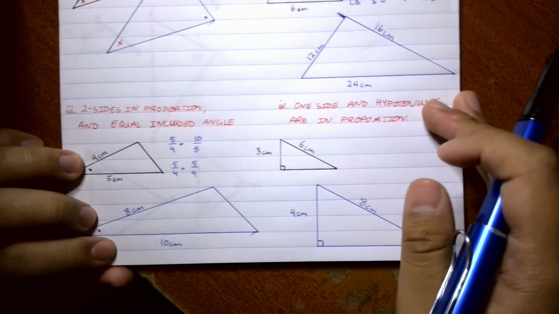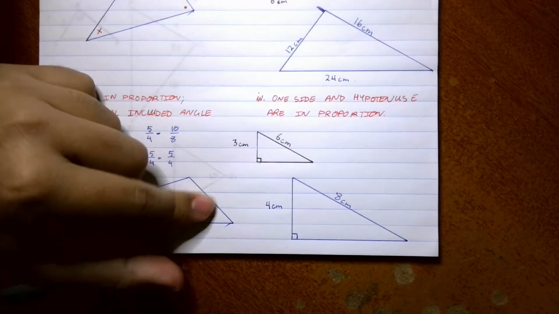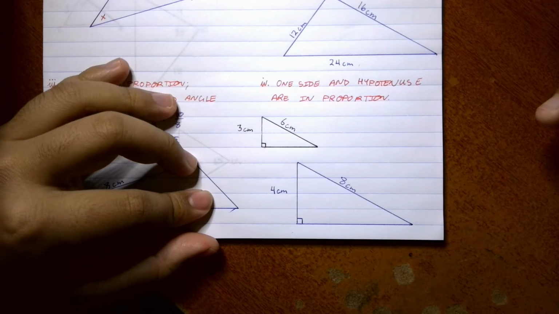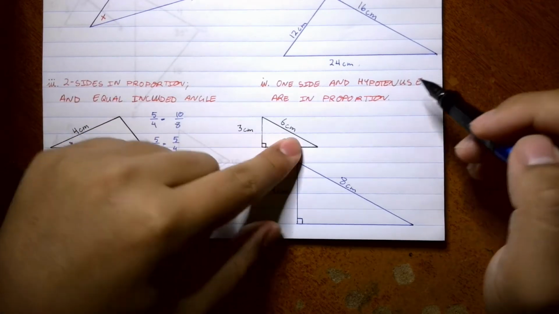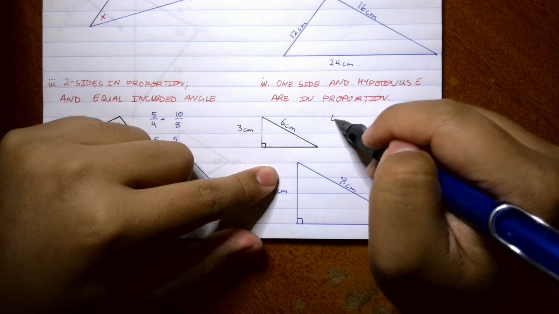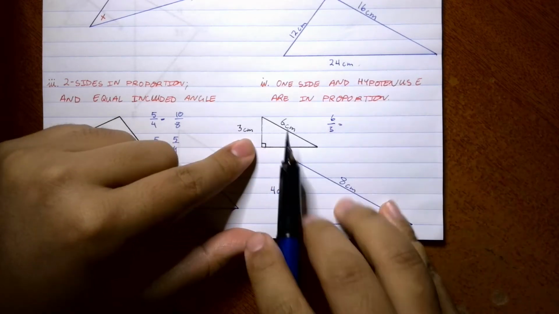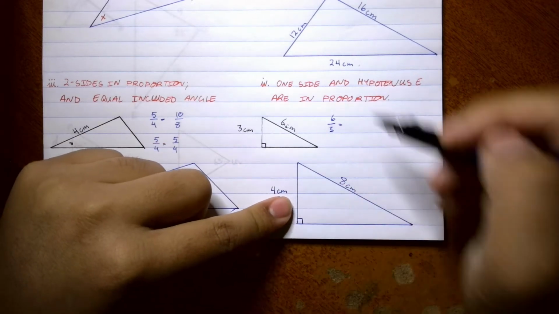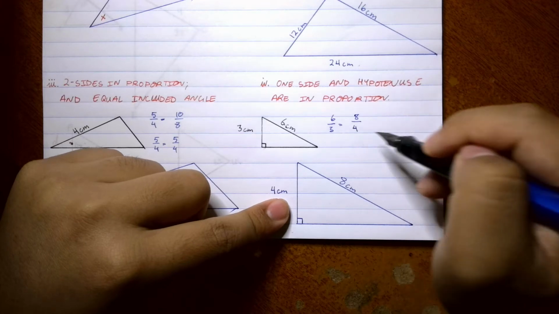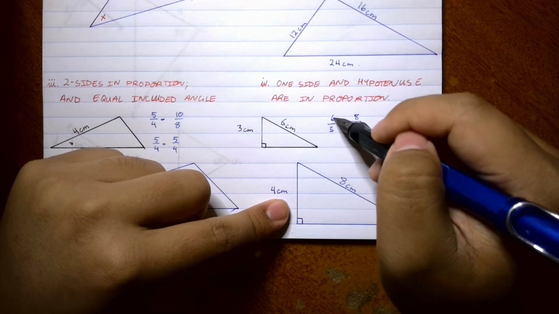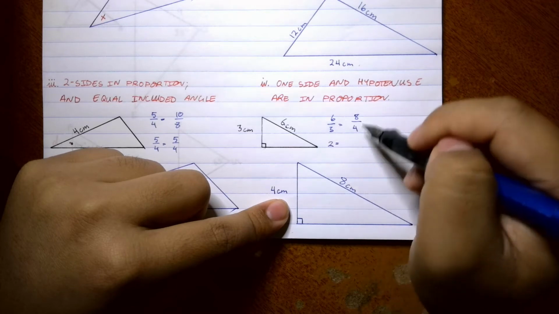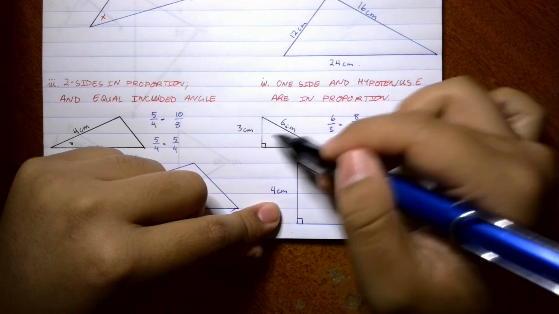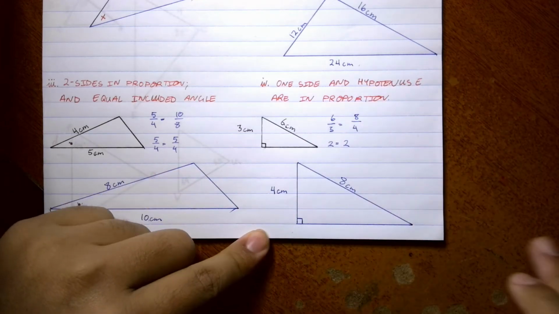And lastly, we have one side in proportion as well as the hypotenuse in proportion. We'll test it here. Let's do 6 over 3, the longer side divided by the shorter side. Let's do it with this one as well. We'll get 8 over 4. Simplifying these fractions, 6 divided by 3 is 2, and 8 divided by 4 is also 2. So these two sides are in proportion and it is a right angle.